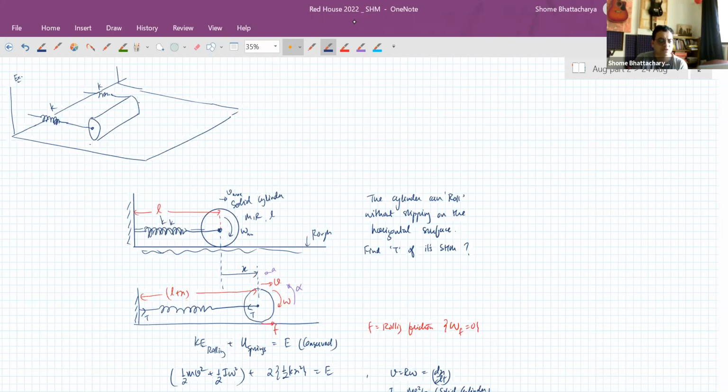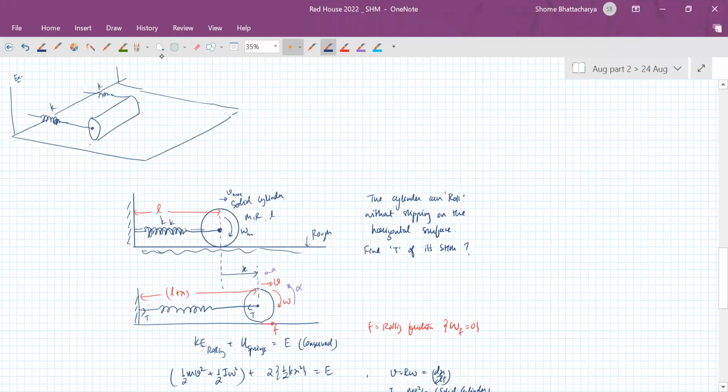Okay. I'll very quickly show you the dynamical method here also, and you'll see how much faster this is, especially if you're used to directly writing kinetic energy for a rolling object and all those kinds of things.